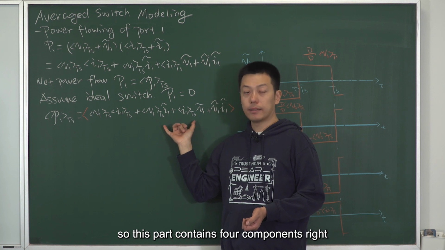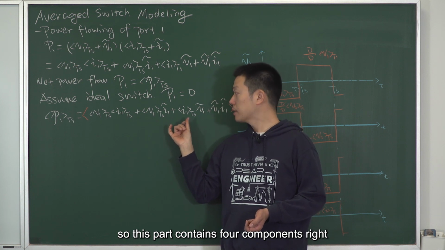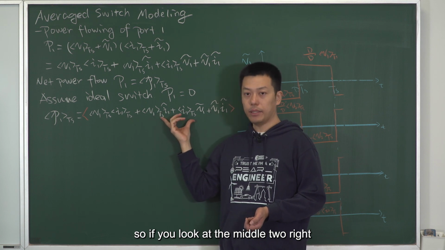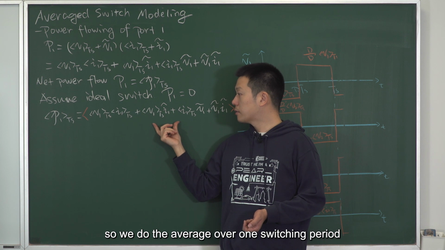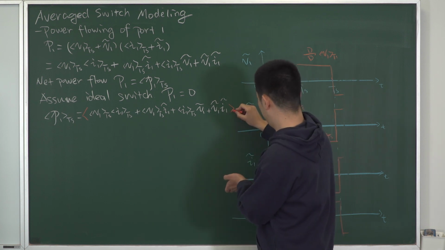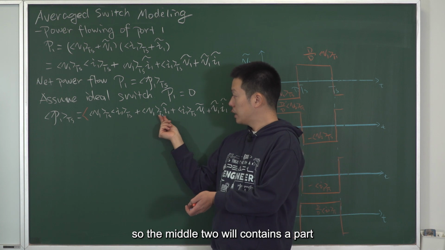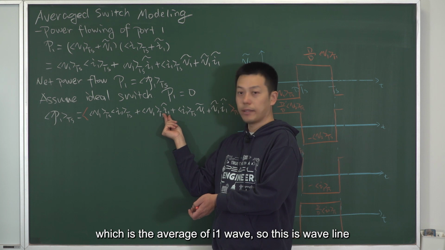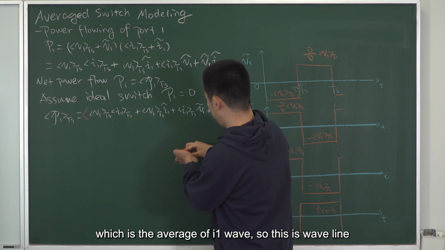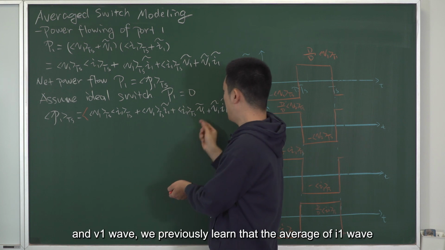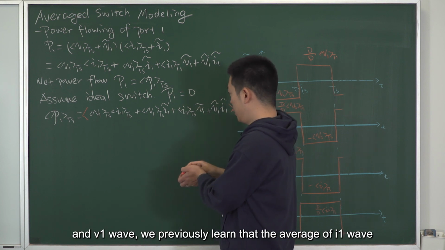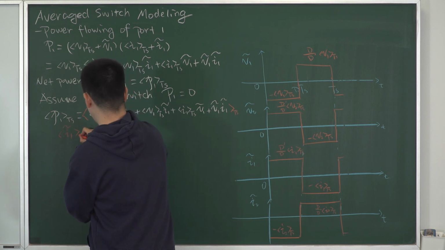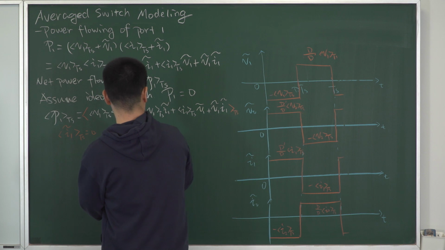So this part contains four components, right? If you look at the middle two, we do the average over one switching period. So the middle two contain a part which is the average of I1 wave and V1 wave. We previously learned that the average of I1 wave over one switching period equals 0.